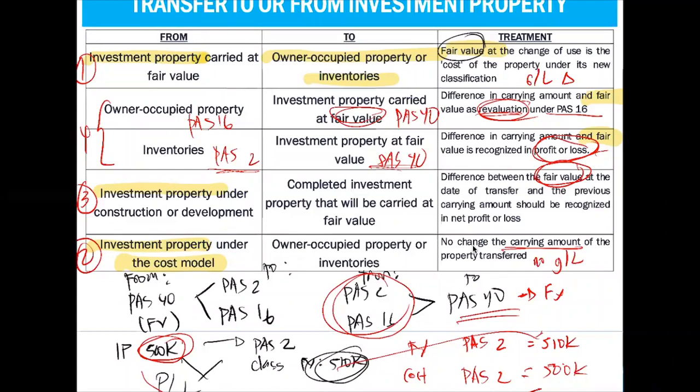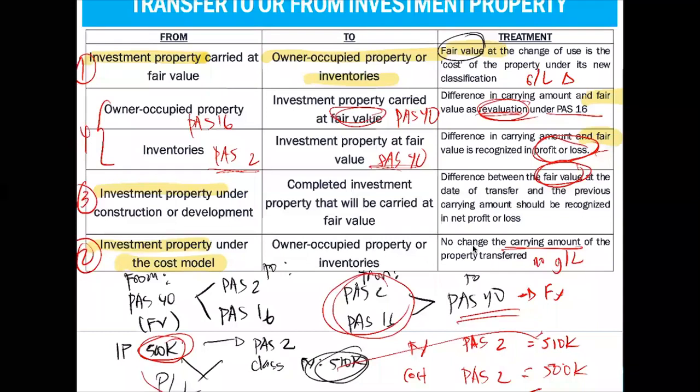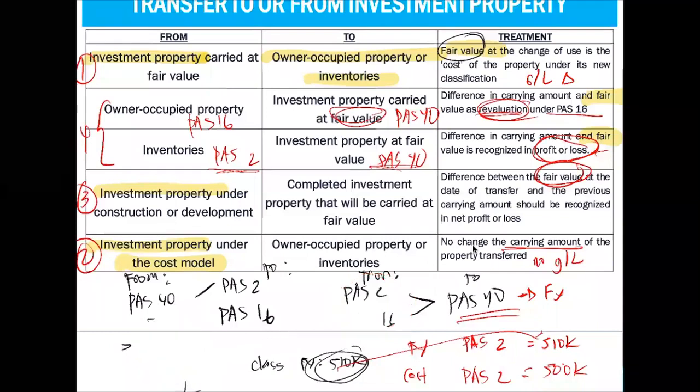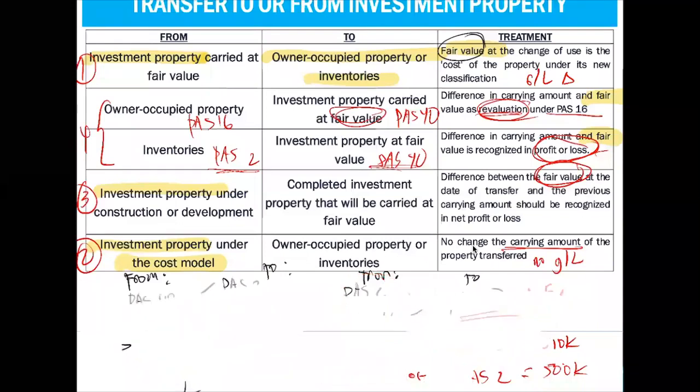So what is the general rule here? Ano ba yan? Nabubulol ako. So what is the general rule here?